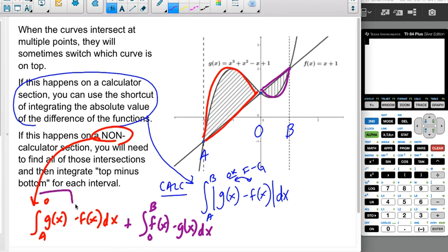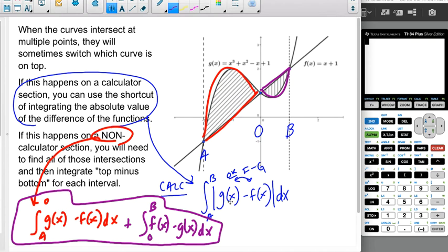So you can see how this is much easier on a calculator section, and you're absolutely valid in writing this on a calculator section and then just getting the answer. But on a non-calculator section, you're going to have to pay attention to where the curves intersect. So we're going to walk through a bunch of these problems, some calculator, some non.